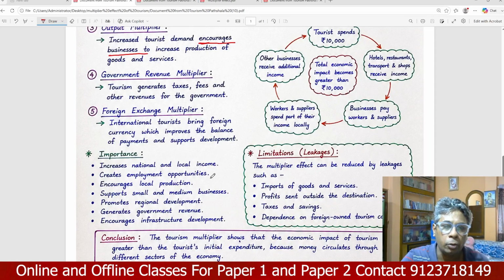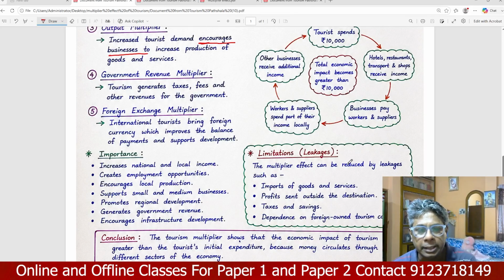What is the importance of the tourism multiplier? Number 1, it increases national and local income. Number 2, it creates employment opportunities. Number 3, it encourages local production. Number 4, it supports small and medium businesses. It also promotes regional development, generates government revenue and encourages infrastructural development.